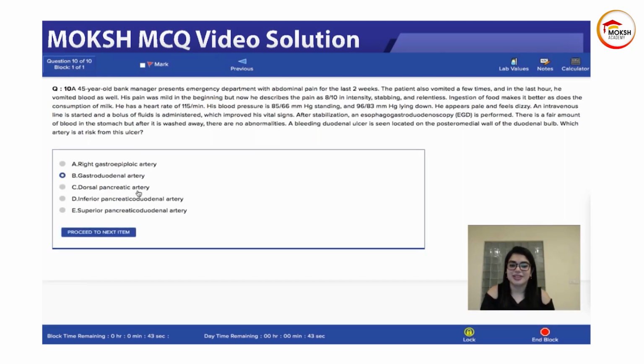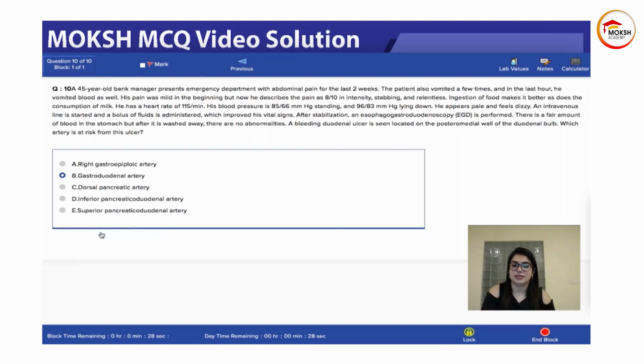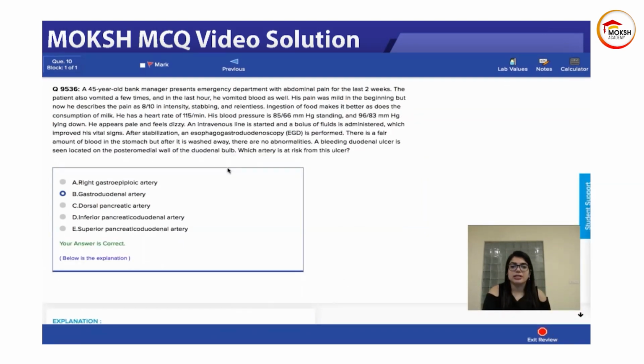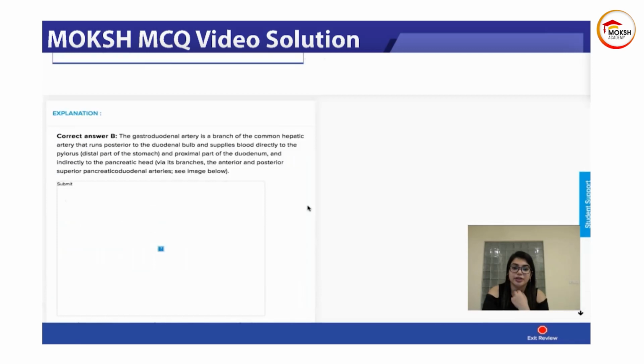Gastroduodenal artery, right? So gastroduodenal artery is the one that is at the posterior most part, posterior medial wall of the duodenal bulb. Okay, and it is most likely to bleed in case of the ulcer. Okay, here, what is the artery that is located behind the posterior medial wall of the duodenum? That is the gastroduodenal artery, right?